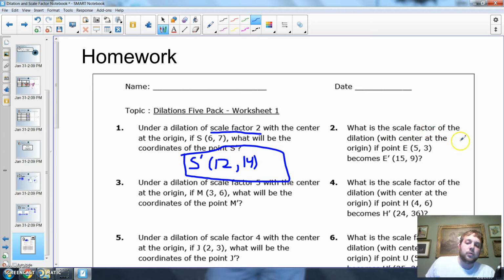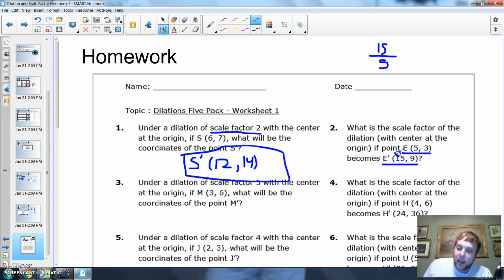Alright, number 2. Let's just do that quick and then we'll be done. What is the scale factor of the dilation with the center of that? If point E is here and point E prime is there. Now which one's the new one? Remember, E prime is the new one. So I'm going to take the new, because new is always better, right? I'm going to take 15, divide it by 5, because that's the old.